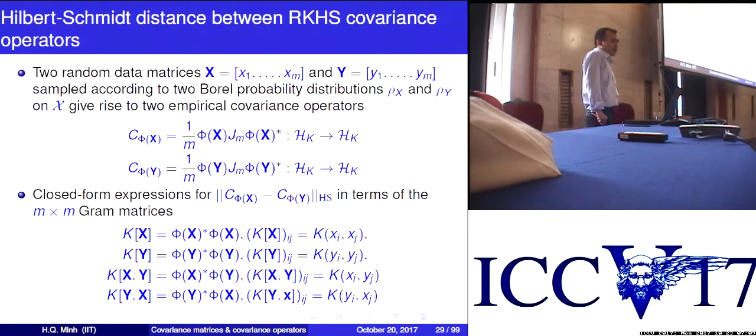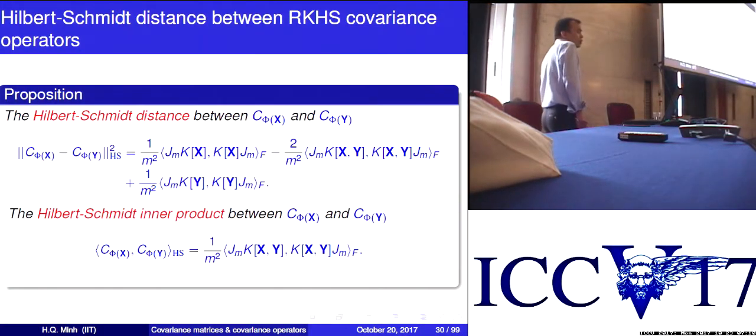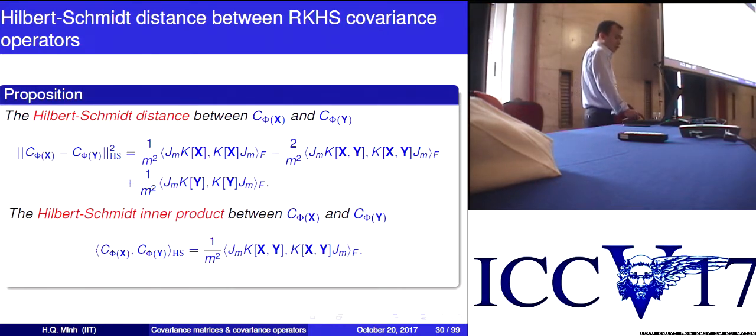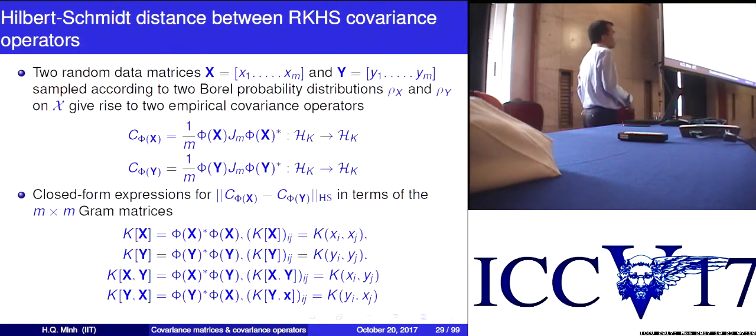And the same for KY and KXY. So these are all M by M matrices. The distance between CVX and CVY can actually be computed through these Gram matrices, and it has an explicit formula. It is not hard to show. It's defined by the trace formula: when we multiply the trace of A star with B, that is, C phi x and C phi y together, we have phi x star and phi y multiplied together. That's where the Gram matrices appear.